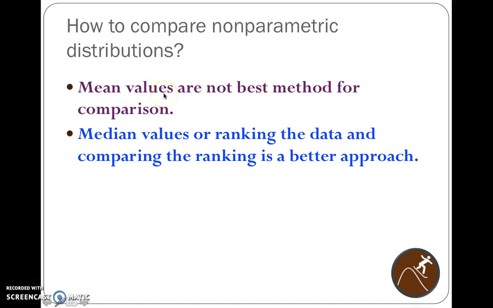When data do not fit the normal distribution, we tend to not want to focus on the average. We want to focus on maybe a median or on a ranking of the data, where no single data point gets greater leverage.